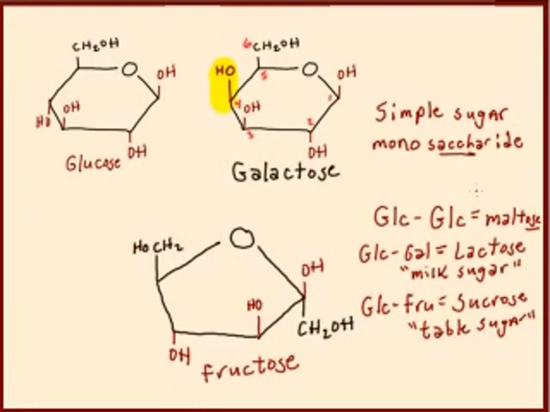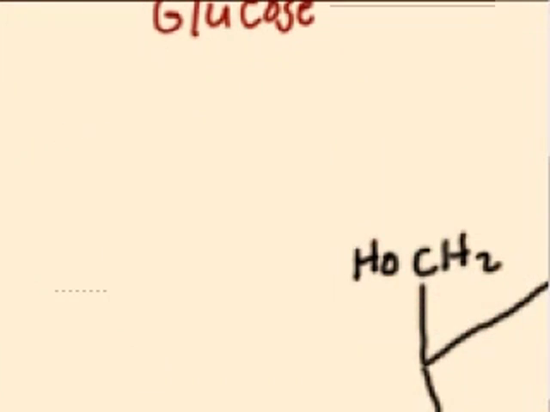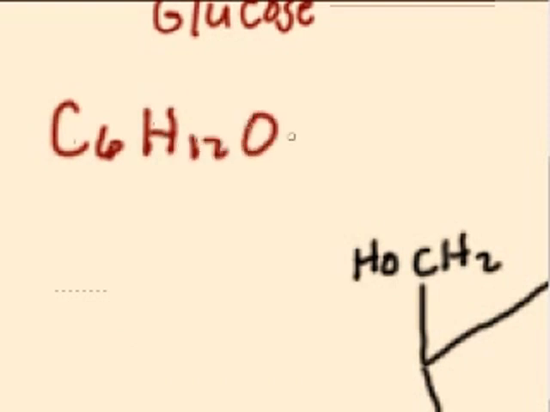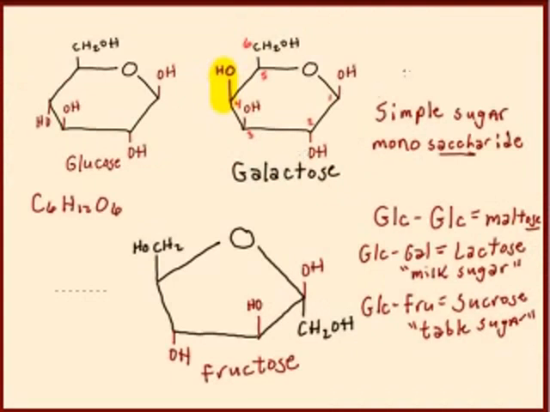Okay, our three simple sugars that we should know. Glucose is good. It would be good to know this structure. Galactose only differs in the position of the hydroxyl group on the fourth carbon. And fructose. All three of these have the same molecular formula, and that formula is C6H12O6. So they're isomers of one another. They're all simple sugars or monosaccharides.